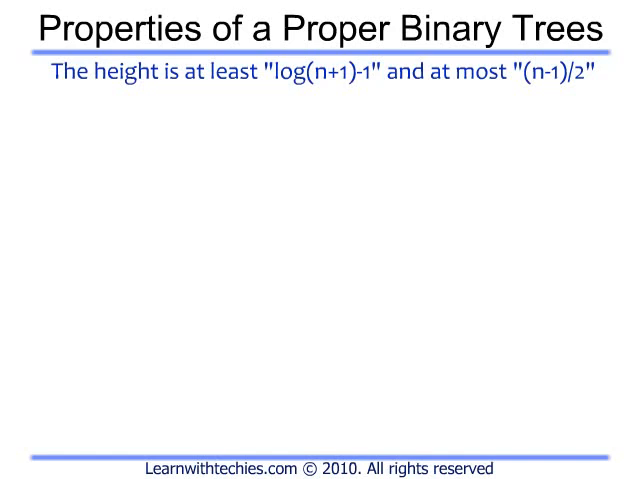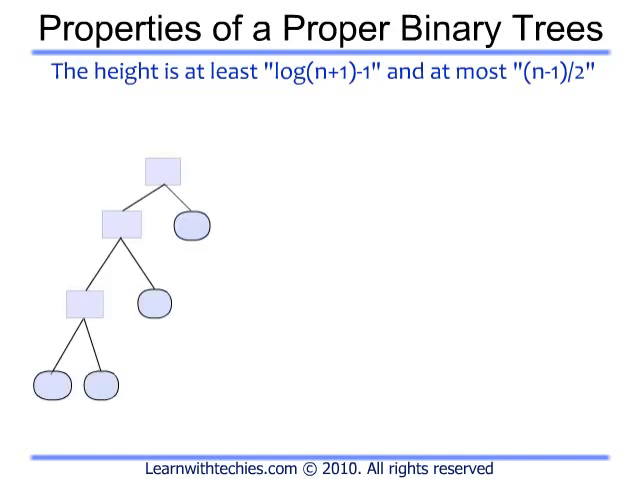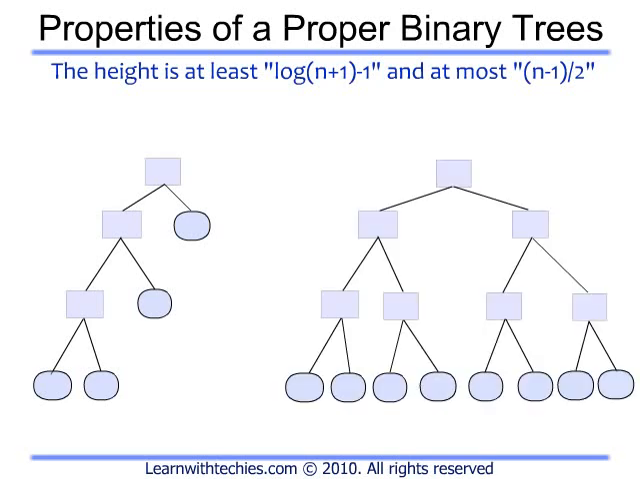Now, let's prove it using a worst-case tree with 7 nodes, and a best-case tree with 15 nodes. So, the worst-case tree has 7 nodes, which means height should be 3. The best-case tree has 15 nodes, which means height should be 3.